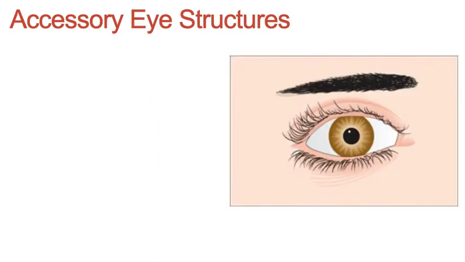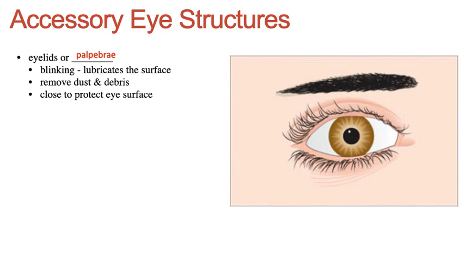Okay, so the first accessory structure I want to talk about are the eyelids. They are called the palpebrae, if we're talking about them in plural. They're a continuation of the skin, and the continued blinking of your eyelids keeps the surface of the eye lubricated. They kind of act like windshield wipers, so they remove dust and debris, and then of course they will also protect your eye surface when they close. So you have the upper eyelid, which is the superior palpebra, and the lower eyelid, which is the inferior palpebra.